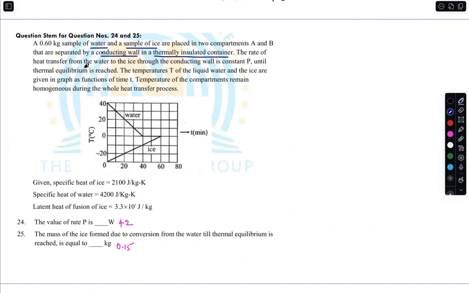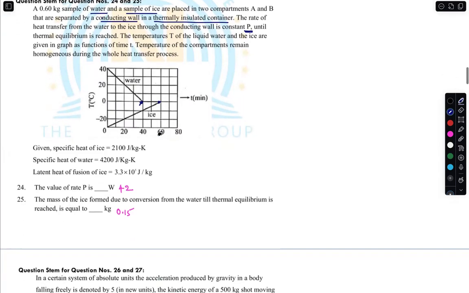The rate of heat transfer from the water to ice through the conducting wall is a constant, and that is P, until thermal equilibrium is reached. Here the thermal equilibrium part is 0 degrees centigrade. The temperature T of the liquid, water and ice are given in a graph form as shown. Specific heat of the ice is given. Specific heat of water is given.